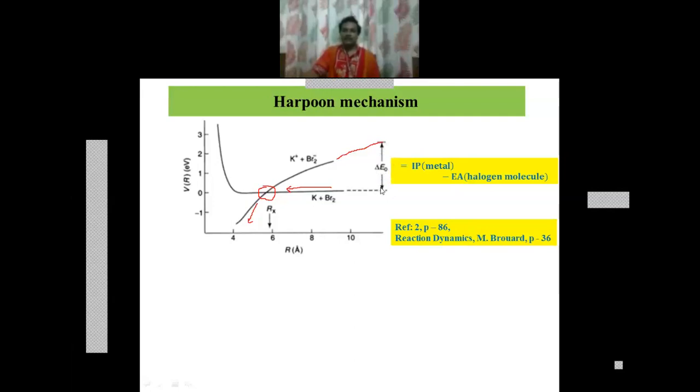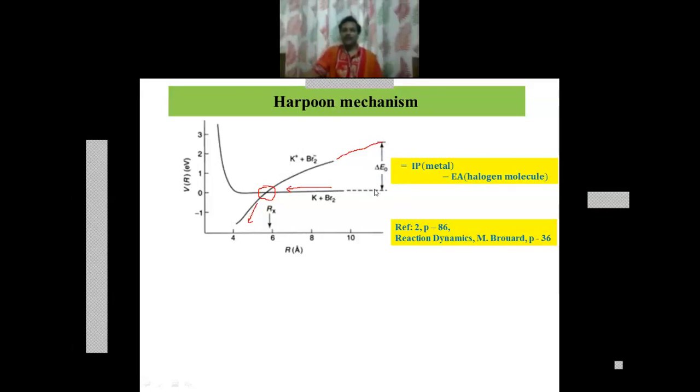Now, this energy, if it is sufficient to get the electron transfer, should be equal to the energy of the Coulomb interaction, right. So, this much energy, let us say, is the endothermicity. That means this much energy I require to go to the ionic curve. Now, where is that energy going to come from?